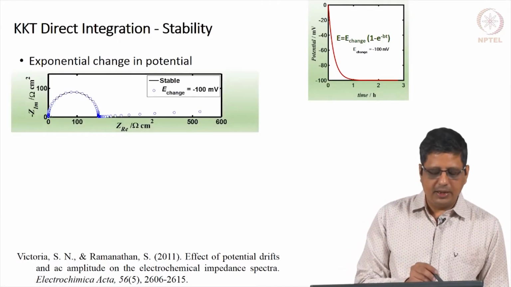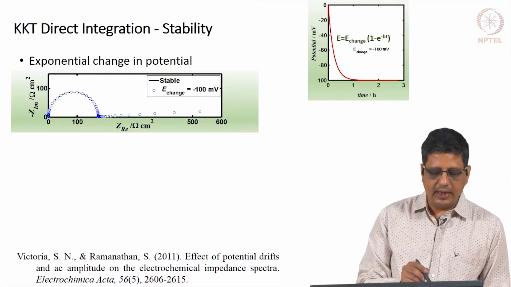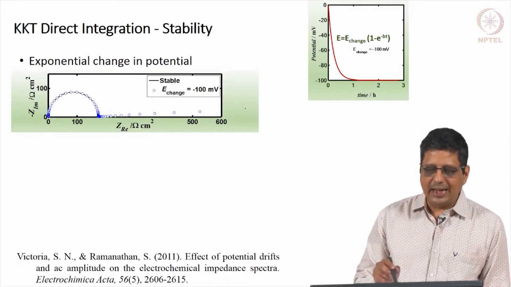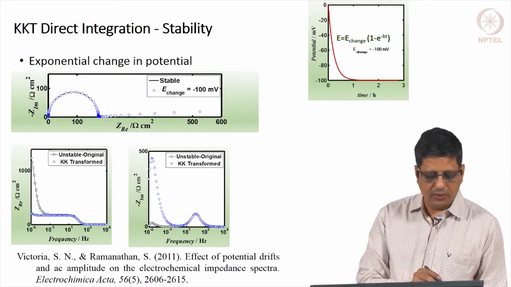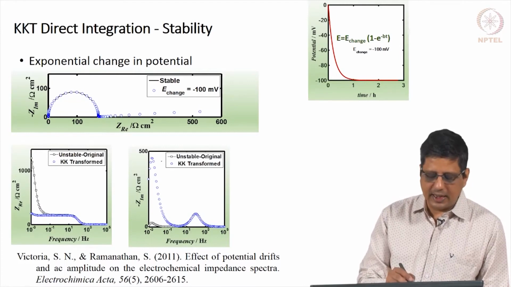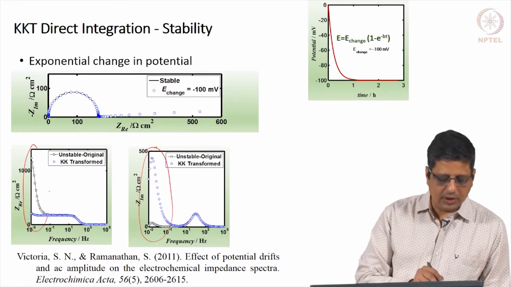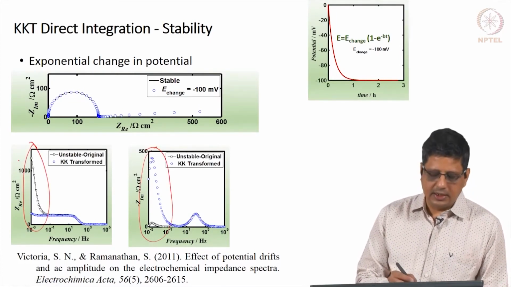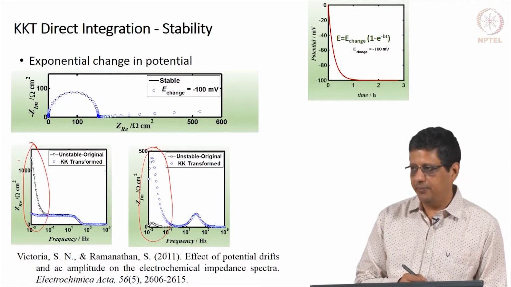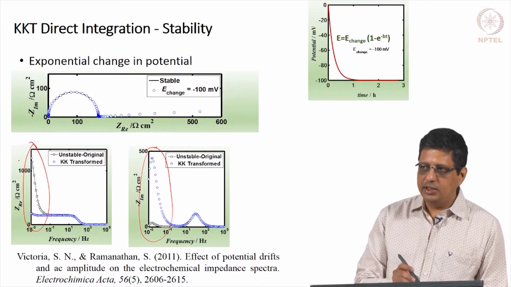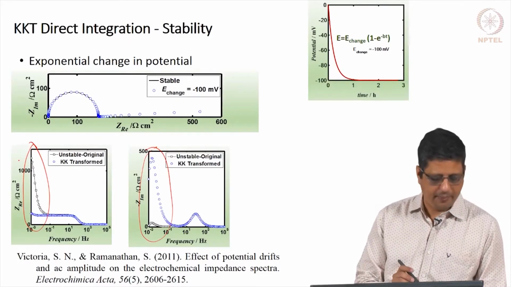If you take the spectrum or if you simulate the spectrum, you would get a semicircle, that is what you would expect if it is stable, but it has a tail. And sure enough, when you try it with the KK transform, you would see that at low frequencies there is a clear difference between what is transformed and what is original. This does not tell you what would happen if you do not have instability. It just tells you that the system has a problem.